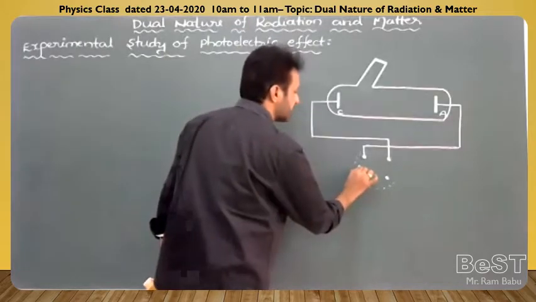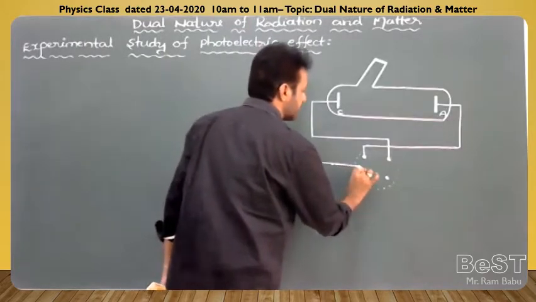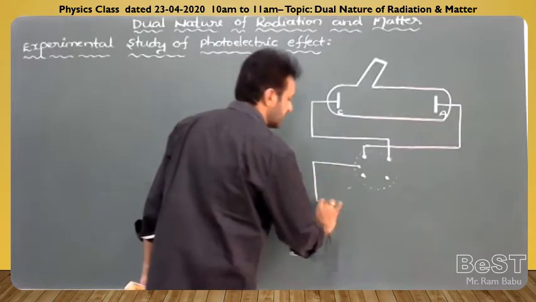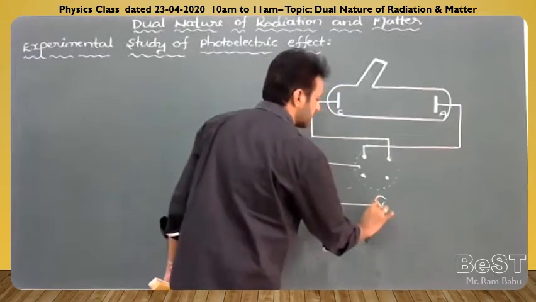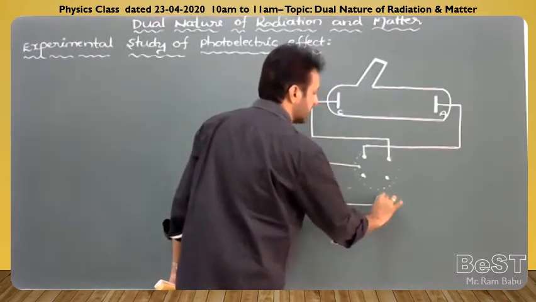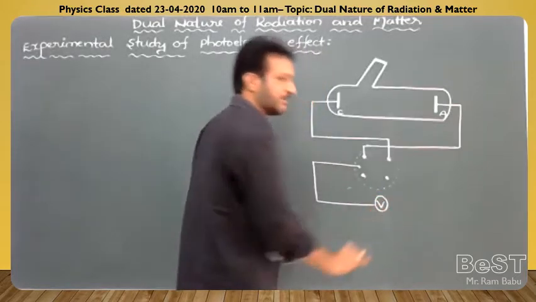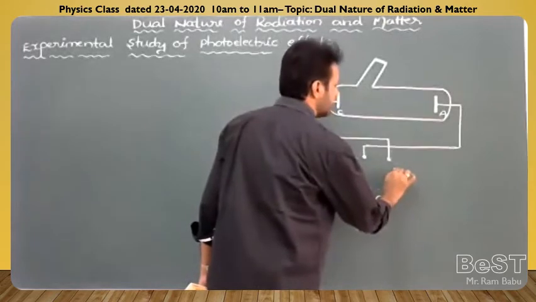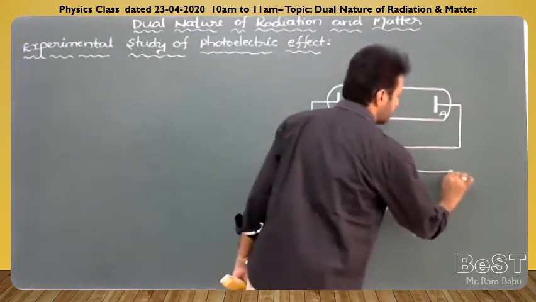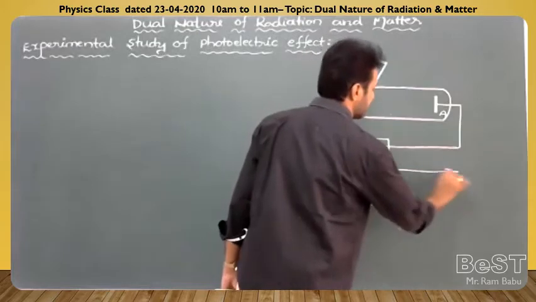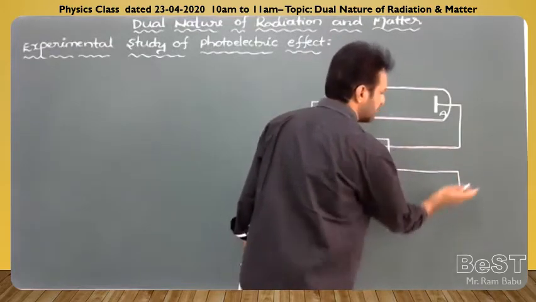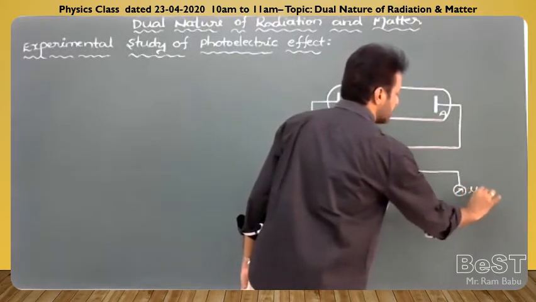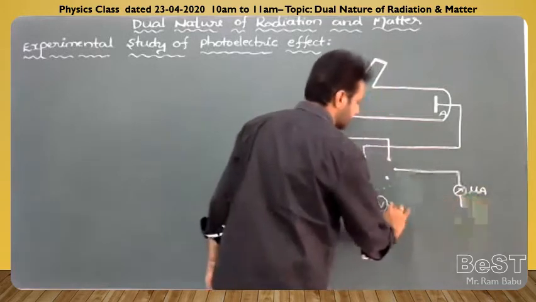Next, for measurement of the applied potential, we are using one voltmeter. Here I am choosing the symbol V. The purpose of the voltmeter in the circuit is the measurement of the applied voltage or potential difference. Also, one microammeter is connected for measurement of the photocurrent. If you want to measure how much current is flowing through the circuit, there is a microammeter. Here I am using the symbol μA for the microammeter.